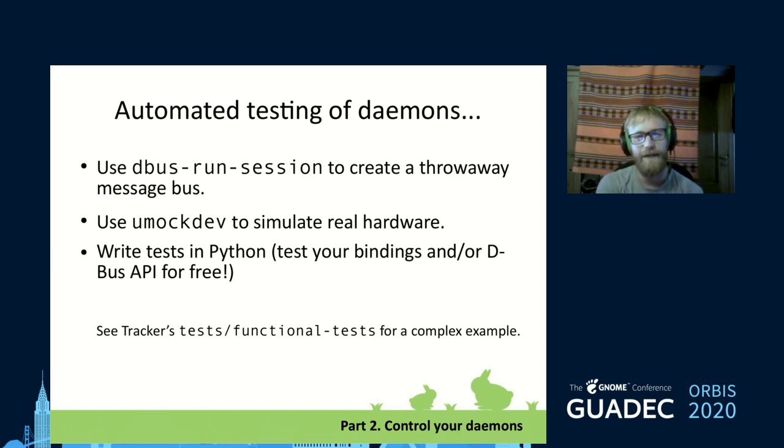Umockdev is a tool basically for making mock hardware. Real hardware should not be used in automated tests because maybe a CI server or another developer doesn't have the hardware. So although there's a value to testing on real hardware, it's not the same as an automated test that we can use for everything.